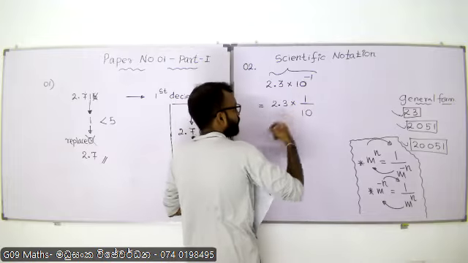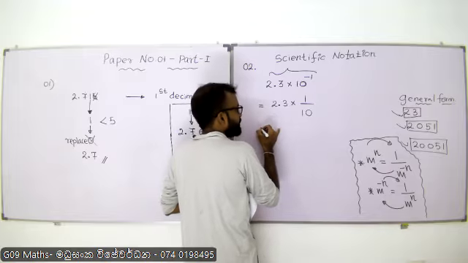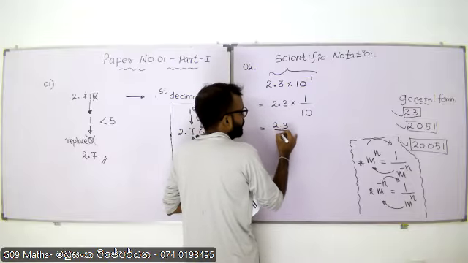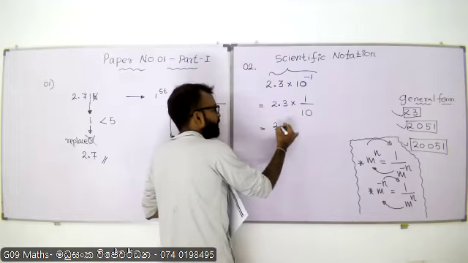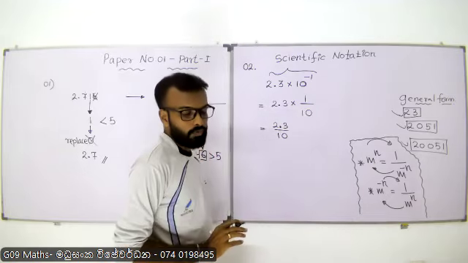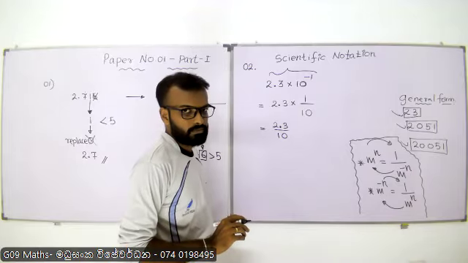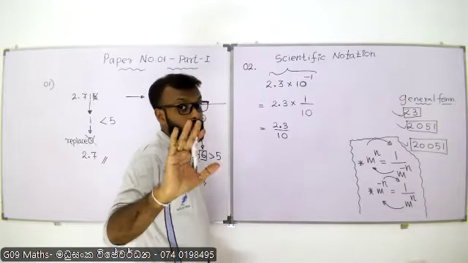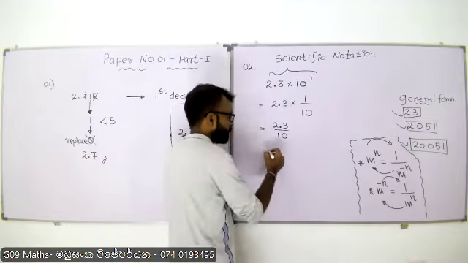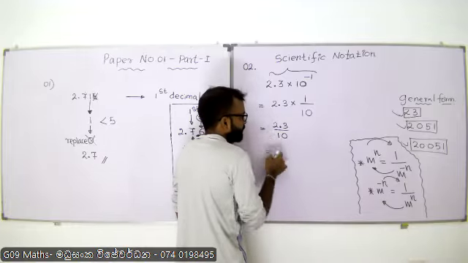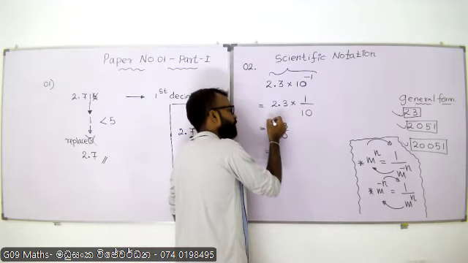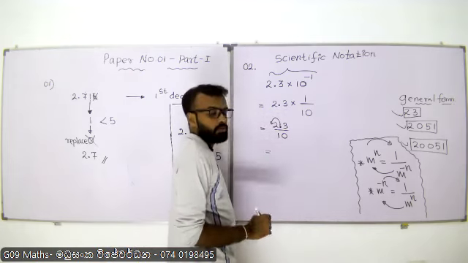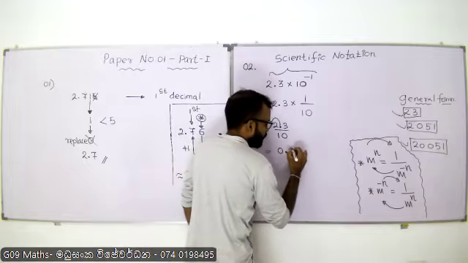So what is this? Very basically, you have to do 2.3 divided by 10. I think you know how to divide 2.3 by 10. There is a long division method and there is a shortcut as well. If you divide this by 10, the decimal point will jump one place to your left, because 10 has only one zero. So your answer will be 0.23.